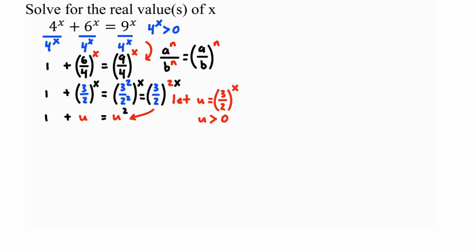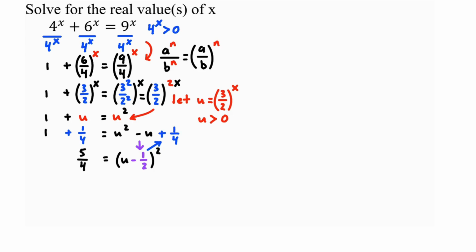We now have a quadratic, so let's solve this quadratic by subtracting u from both sides, and then completing the square. So we think, what perfect square would this make? The coefficient of u is -1, so take half of it and we get -1/2. To complete the square, we're going to square that to get 1/4. Make sure you add it to both sides. 1 plus 1/4 is 5/4.